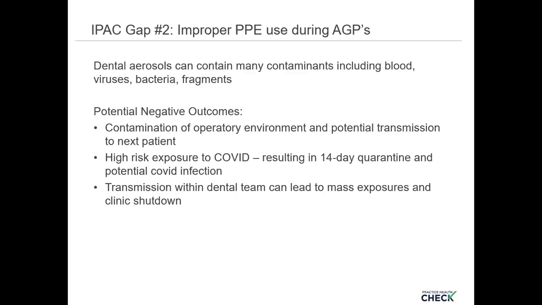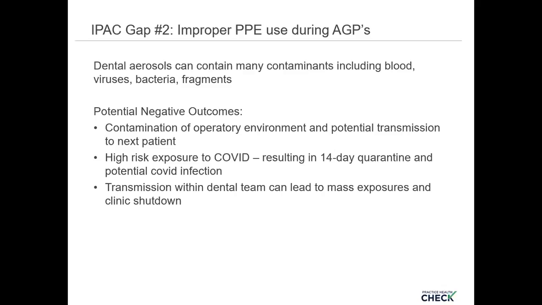So improper PPE use can mean many different things. It can mean wearing the incorrect type of PPE, so not choosing the appropriate PPE for the procedure that you are performing. It could also mean not changing PPE between patients, so wearing the same PPE from patient to patient can 100% increase the risk of transmission. You always want to make sure that you're using new PPE for each and every patient.